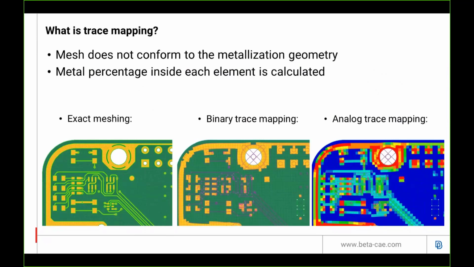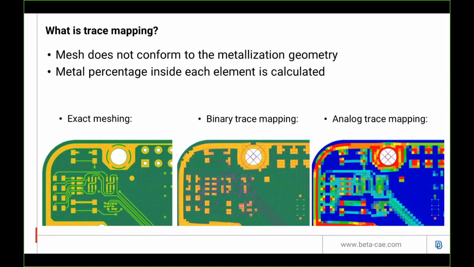What we do in trace mapping is we do not mesh the PCB according to the exact boundaries of the metallic geometry. So the mesh does not conform to the metallization geometry. It can be arbitrary. But we do map the traces onto the mesh. By this mapping, we mean that we know the exact geometry of the metallization, and we calculate the metal fraction of each element. So in each element, we know how much metal is contained in it. The results are shown in the middle and right picture.